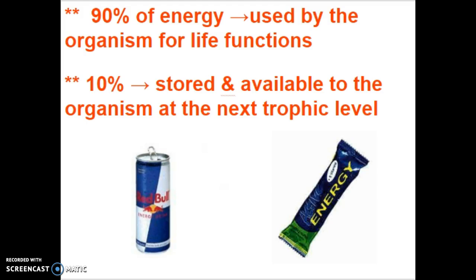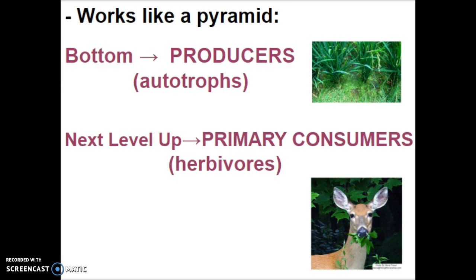It's used by the organism for life functions. Only 10% of that respired energy is stored and available to an organism that would consume it from the next trophic level. So trophic energy works like a pyramid. So at the bottom of the pyramid, we have our producers, or our autotrophs.